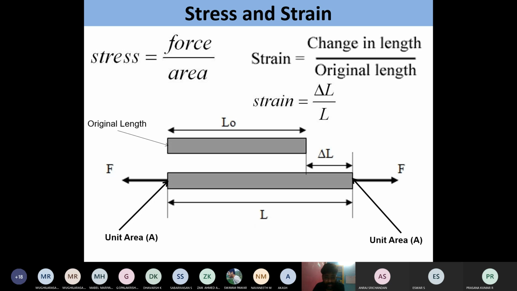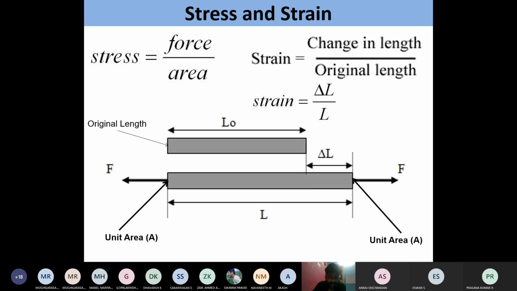Without any force applied over this material, we are simply taking the material and placing it in the stand. It's called the original length.